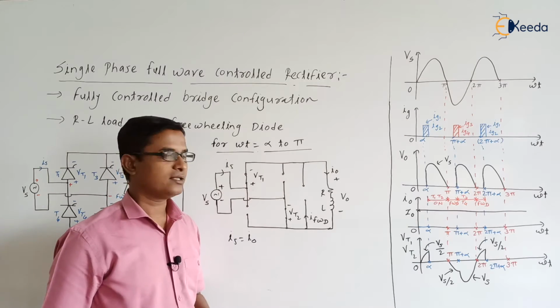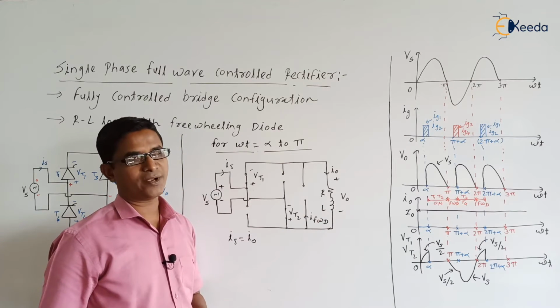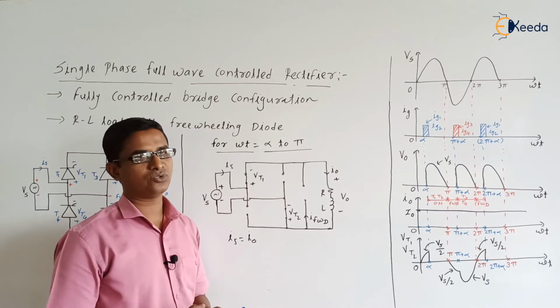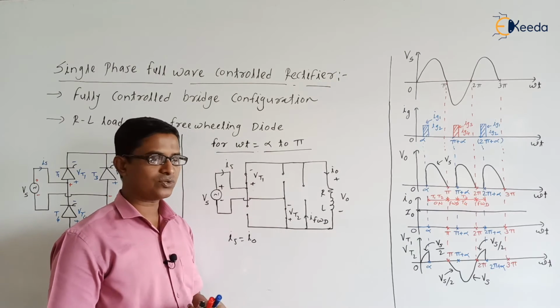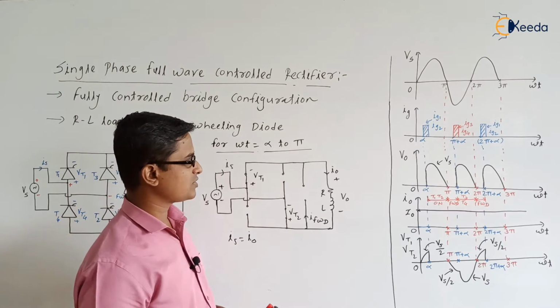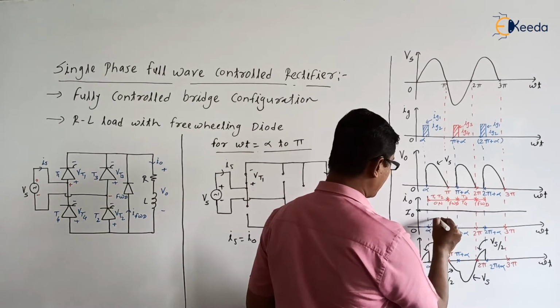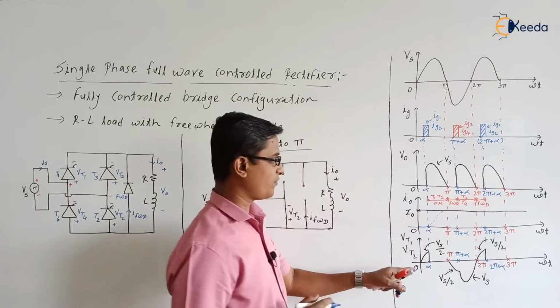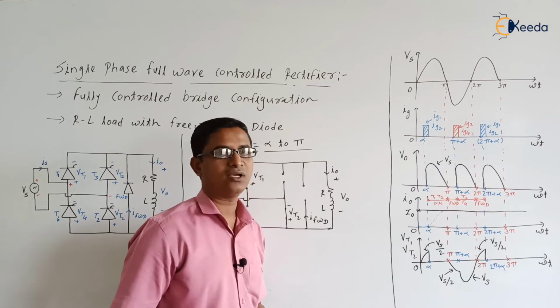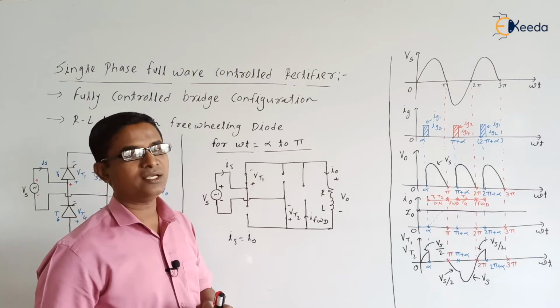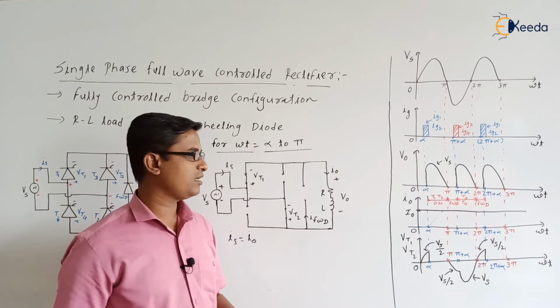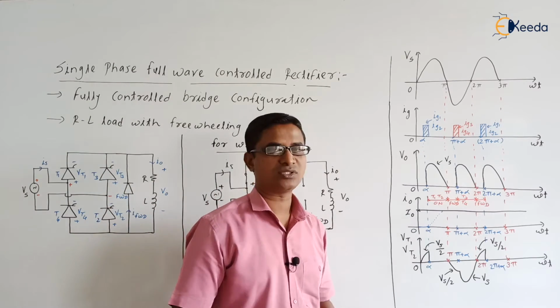But before omega t is equal to alpha, the current flowing through the inductor was 0, right? So even though the switches T1, T2 turn on, will the inductor allow a sudden change in the current? No, right? Due to that, the current flowing through the inductor goes on increasing slowly. This is for the very first cycle only. After that, for the continuous cycle, it will be a constant current.